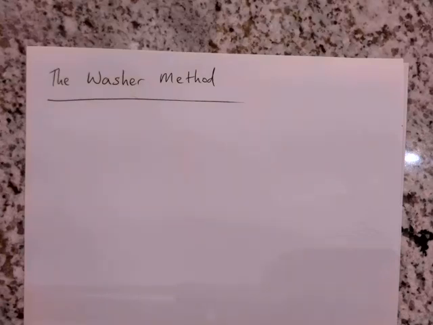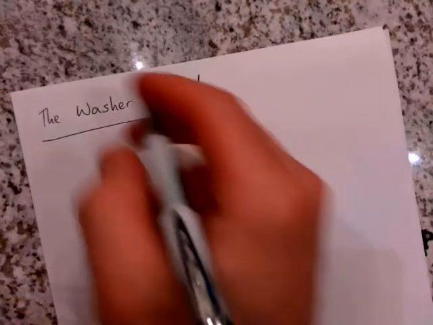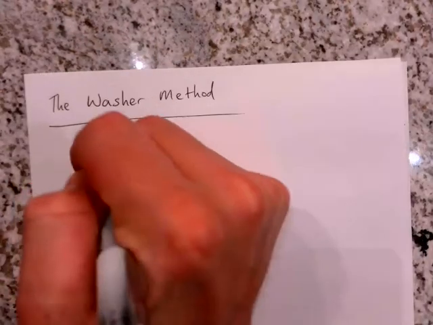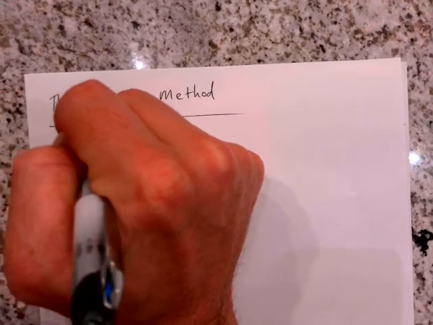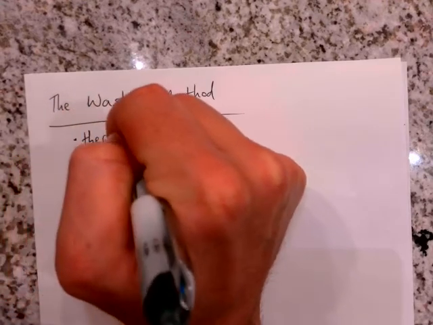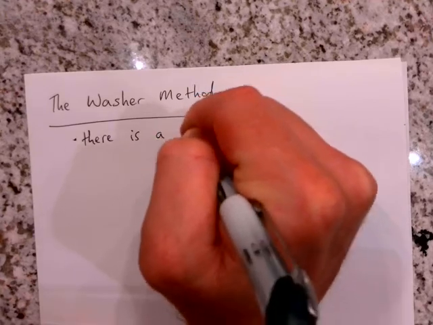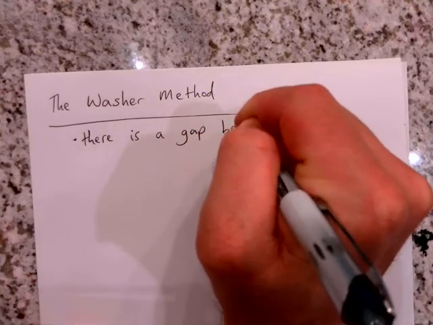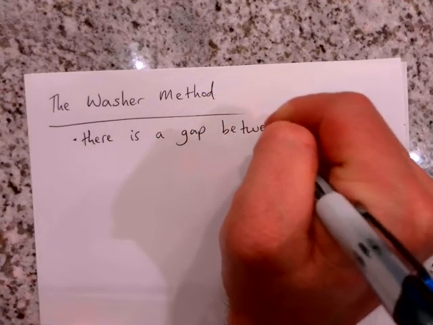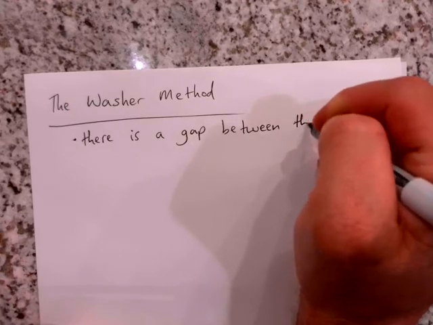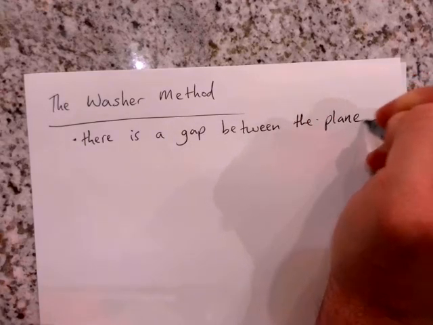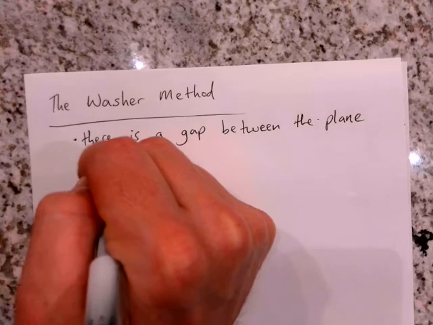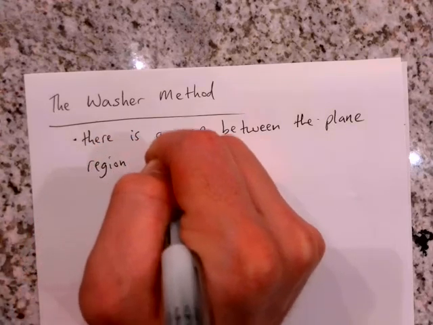The second of our three techniques to find the volume of a solid of revolution is the washer method. The washer method is what you use when there is a gap between the region that you are revolving and the axis of revolution.